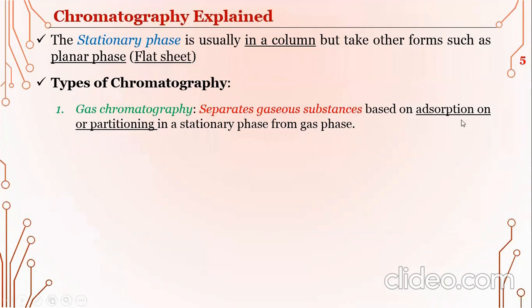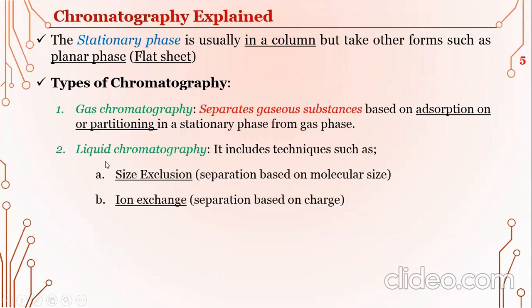So based on adsorption, what is the basis for that? They will adsorb or partition in the stationary phase. This will be the mobile phase, and it will bind to, adsorb on, or be partitioned in the stationary phase from the gas phase. The mobile phase is actually the gas phase, so the gaseous substances can be separated. And this type of chromatography is known as gas chromatography.